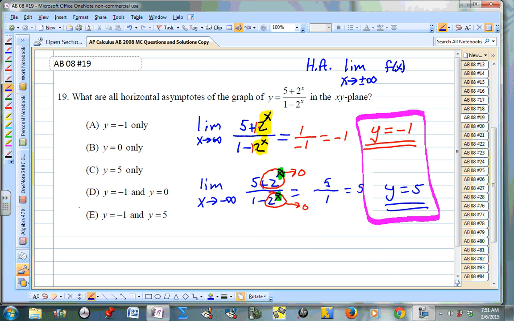Therefore, our two answers match option letter E.